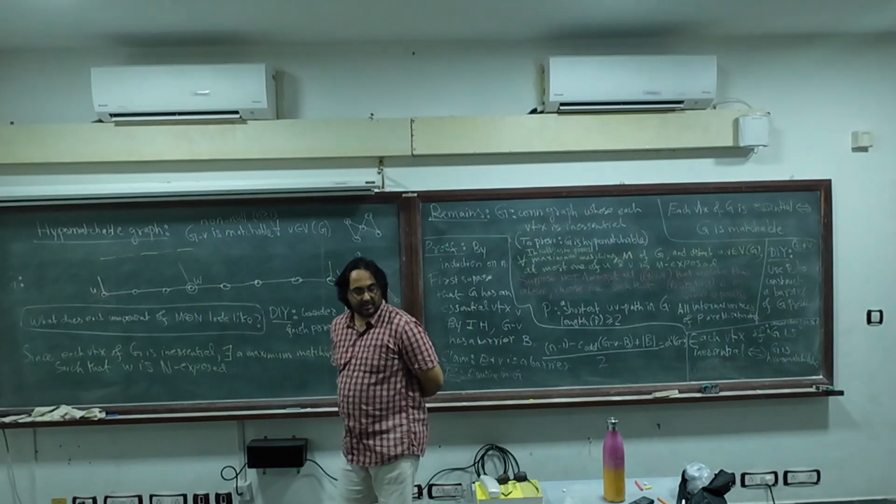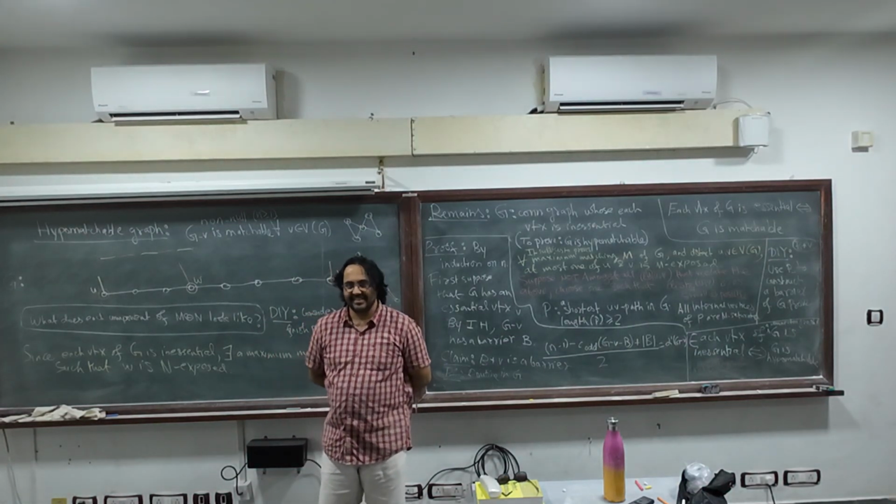But maybe I should just give enough hints so that you all can finish it yourself, right? So we have these two matchings, M and N, given. And we want to get a contradiction to the choice of M, U, V. M leaves U and V exposed, and we have a shortest path P joining U and V, and we chose an internal vertex W, and because the graph is hypomatchable, we chose a maximum matching N that leaves W exposed.